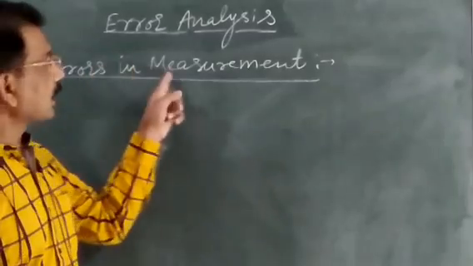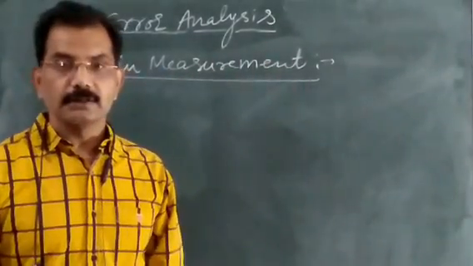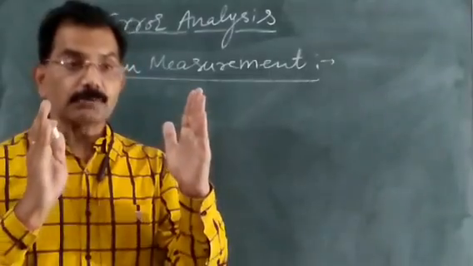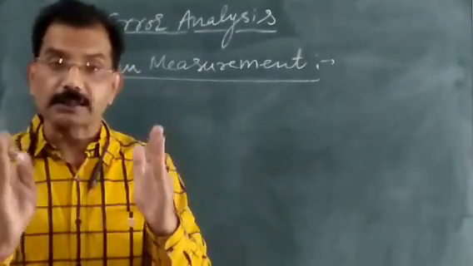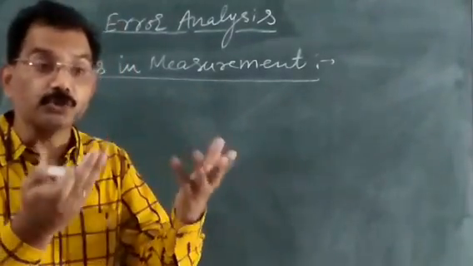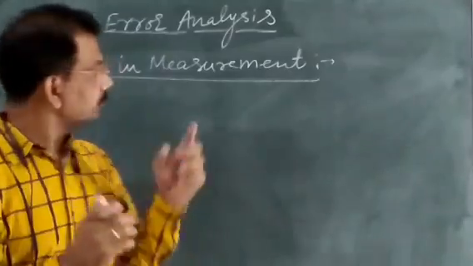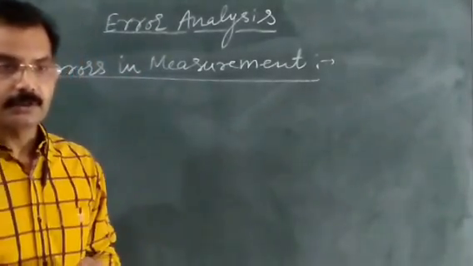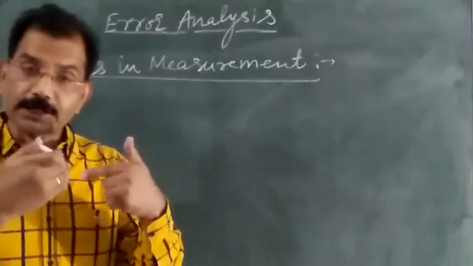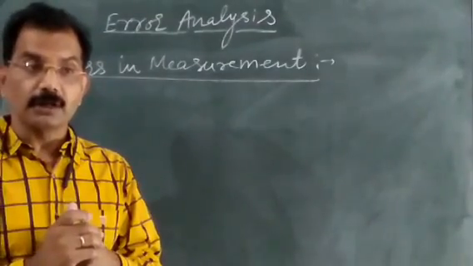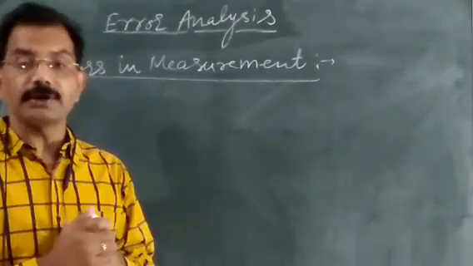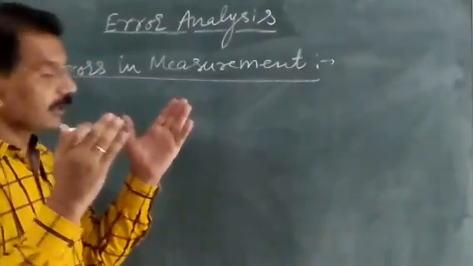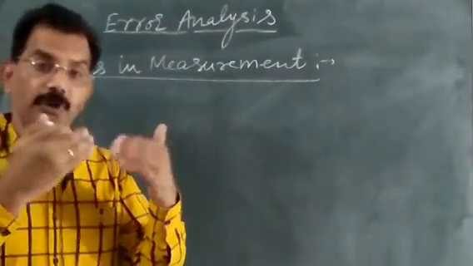Now, errors in measurement. When we take any measurement in the laboratory, when we do any experiment with the help of any instrument, then any error can come from two sides. Either you are taking the wrong reading, meaning your observation is faulty. This one is called error taken by the observer.